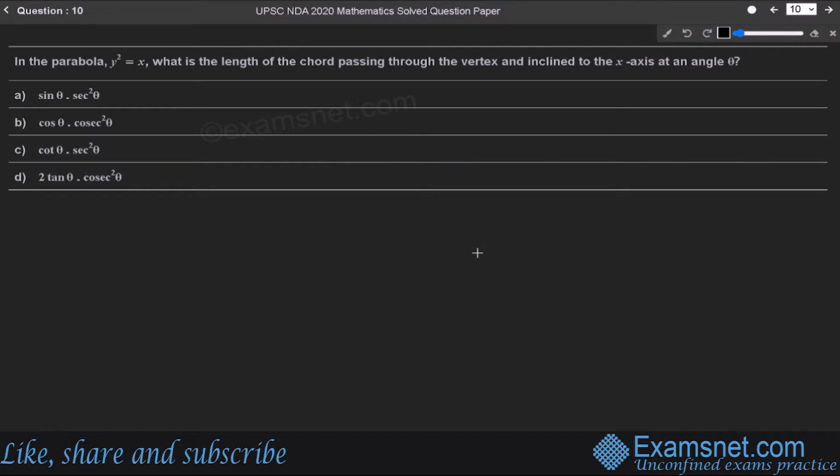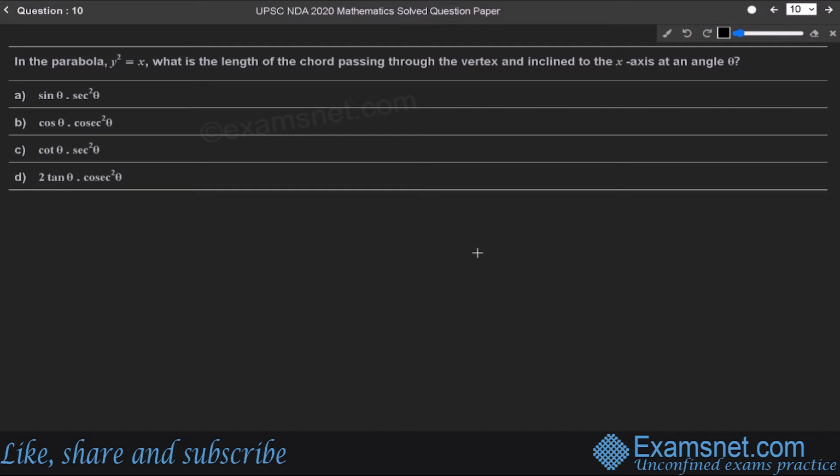Next question is, in a parabola y square is equal to x, what is the length of the chord passing through the vertex and inclined to the x-axis at angle theta? This is a question from conic sections, and conic sections consist of many questions that come continuously in the exams. In the year 2017 also, this type of question has already come.